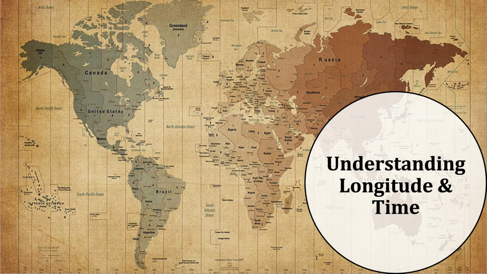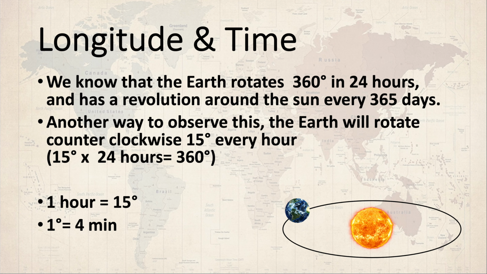Well, let's begin. The first thing we need to acknowledge is that we know that the Earth rotates 360 degrees in a 24-hour span. We also know that the Earth itself has a revolution around the Sun every 365 days. Another way to observe this, as if the Earth was a clock going around the Sun, the Earth rotates counterclockwise 15 degrees every hour, right? Because 15 degrees times 24 hours is 360 degrees.